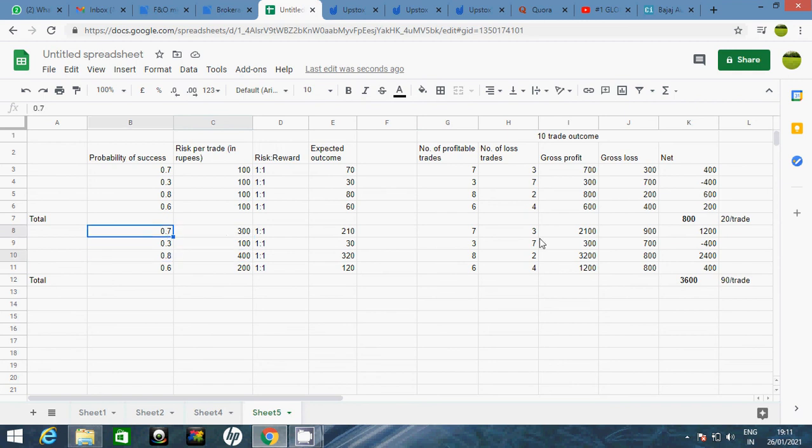But the underlying point is, when you have good probability of success in your setups, the ideal thing to do is to risk more per trade, and on low probability setups you have to risk less per trade. So just by adjusting your risk per trade according to the probability, you are making a staggering difference. So this is basically more than 4 times. So for the same setups, you are making different profits for different bet sizes.